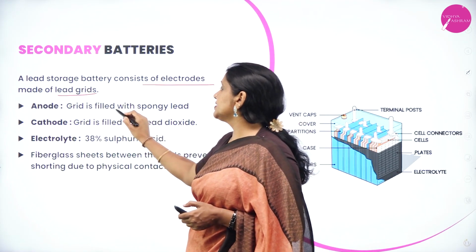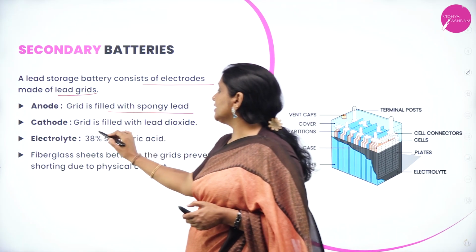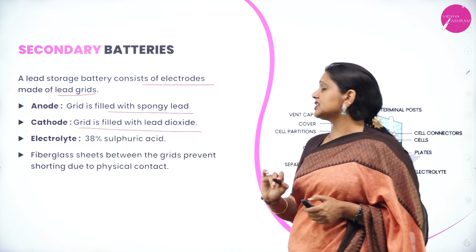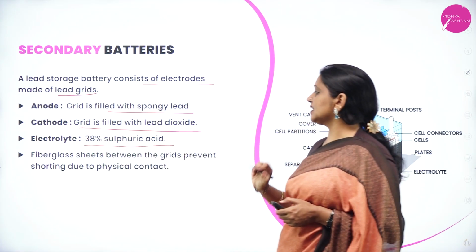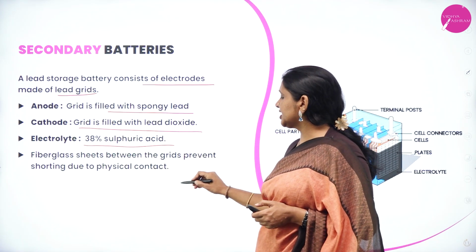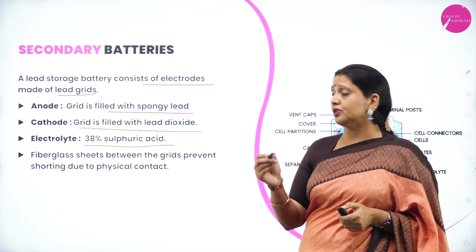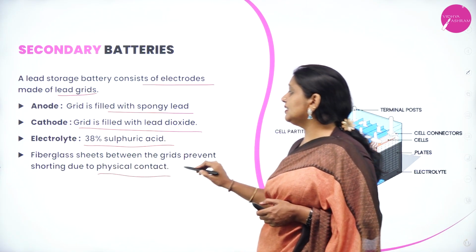The anode is a grid which is filled with spongy lead. The cathode is a grid which is filled with lead dioxide. The electrolyte is 38% sulfuric acid. A fiberglass sheet is kept between the cathode and anode to avoid physical contact.